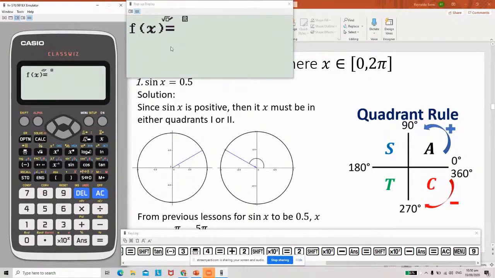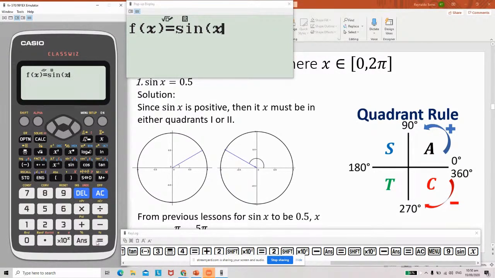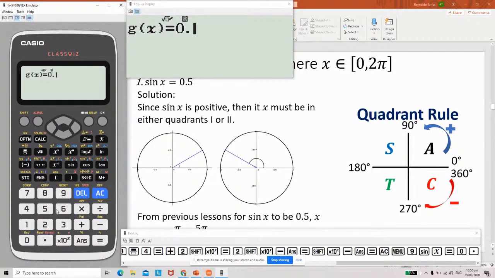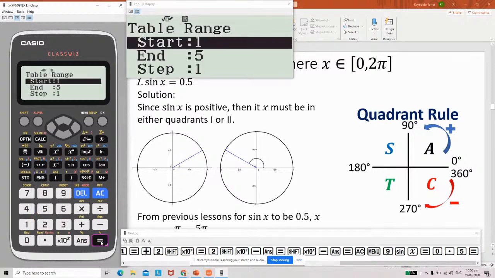Hihingin si f of x. Sabi natin si f of x mo si sine x. So sine x. Si x eto, yung nasa ilalim ni on. Equals. Tatanungin ka ano si g of x. Sabi natin, sir, di ba si 0.5 si g of x. So 0.5 equals.